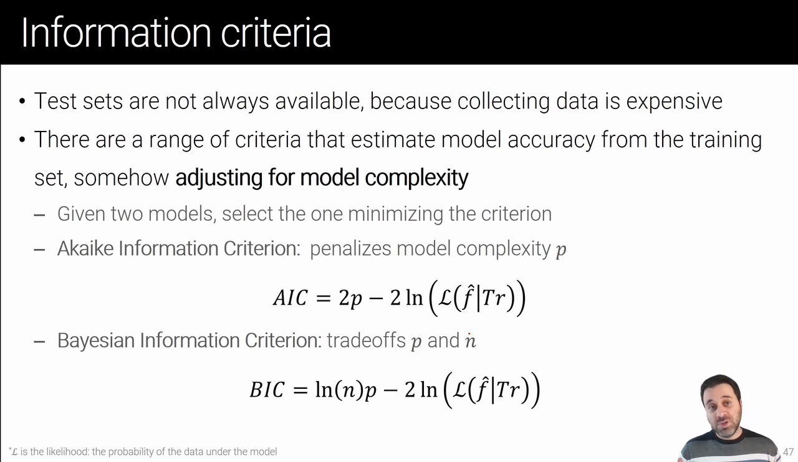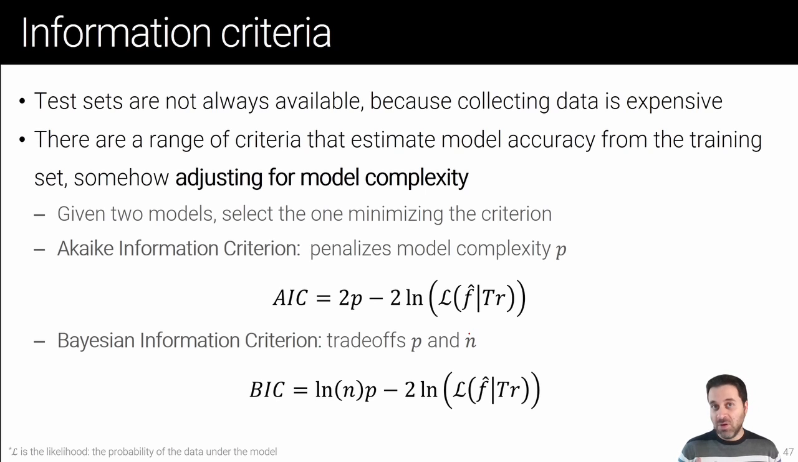The problem is, sure, more data, but more data is not always available, or it's too expensive, or it's just plain impossible to get new data. So what do we do in those cases? Well, there's still a range of statistics that we can use to see how well the model performs given the training data, and they try to somehow adjust for the complexity of the model. So the idea is that if we have two models and we have to choose between one or the other, perhaps one is simple and the other one is complex, what we can do is compute one of these statistics and choose the one that minimizes the criterion.